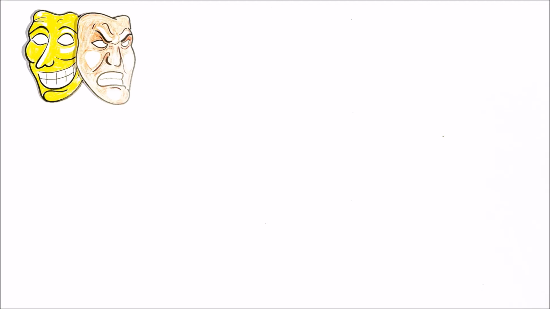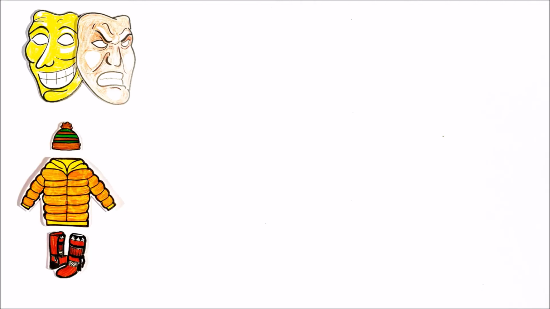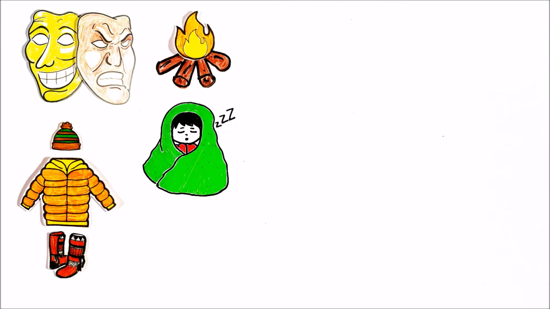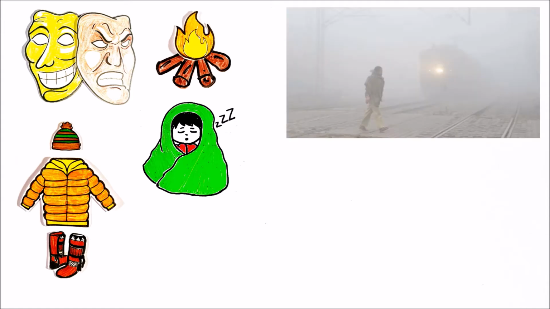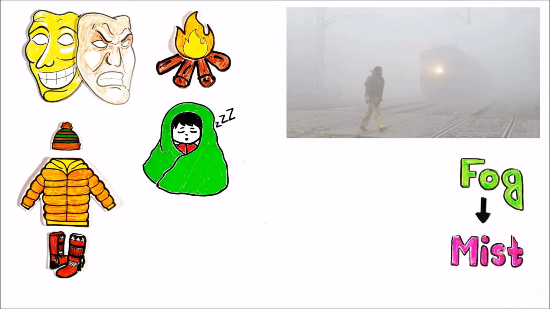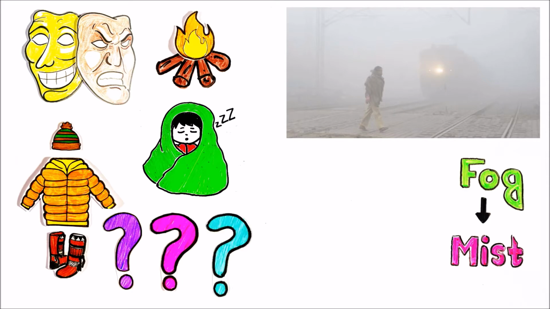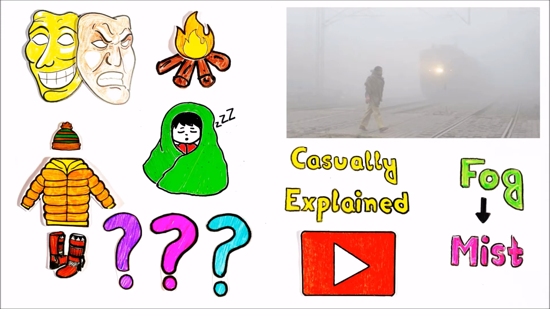Whether you like it or not, some things become part of our daily life during the winter months. One such thing that we all have to face regularly during this time is fog. Sometimes, some people use the terms mist and fog interchangeably, but they are two different things. Do you know what mist and fog are? How do they form and how are they different from each other? We are going to know more about this in this video of the Casually Explained series.